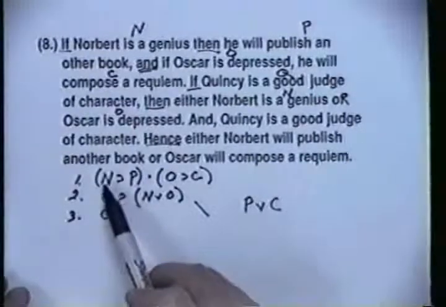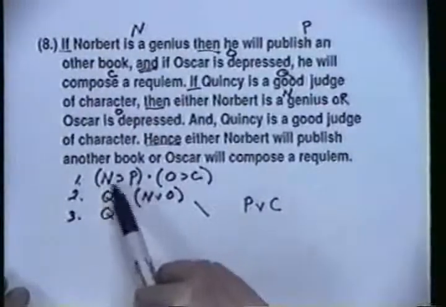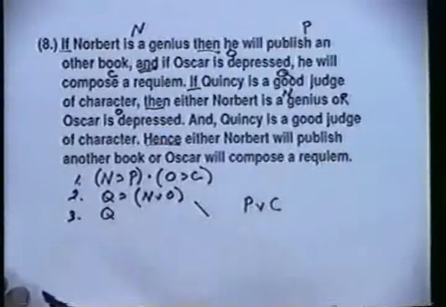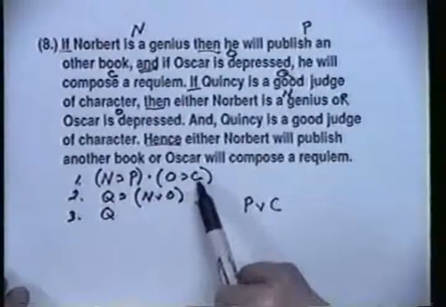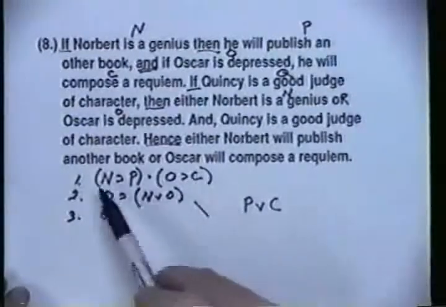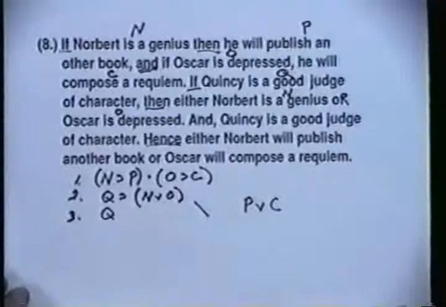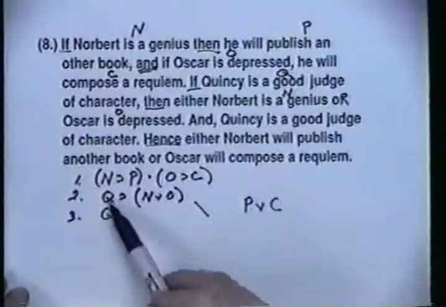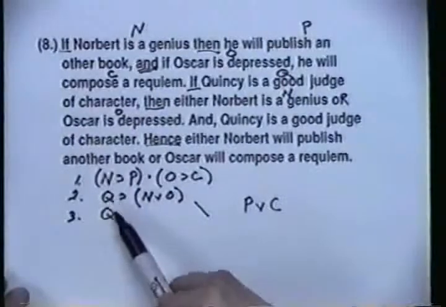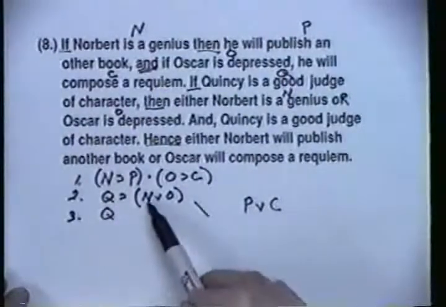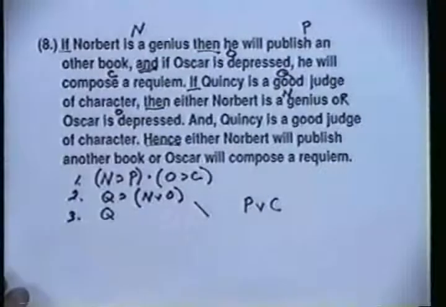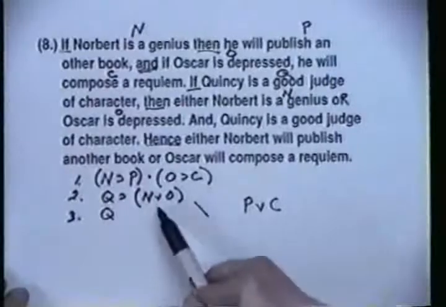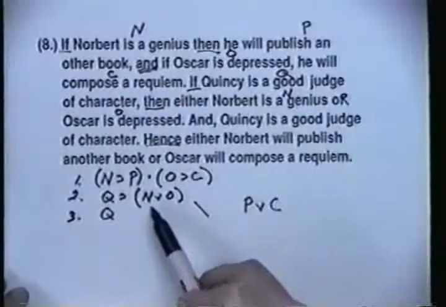To do that, we'd have to have N in the case of P. Then we could use modus ponens here and get P. We'd have to have O to get the C. Are we going to be able to get N by itself or O by itself? Doesn't look like it, because remember, even if we work on line 2 here and get rid of the Q with modus ponens, we're going to end up with N or O, not either N by itself or O by itself. So this is beginning again to look like a constructive dilemma problem.